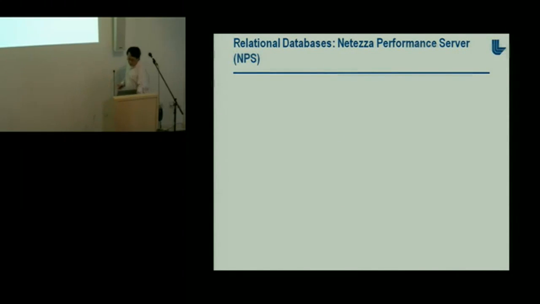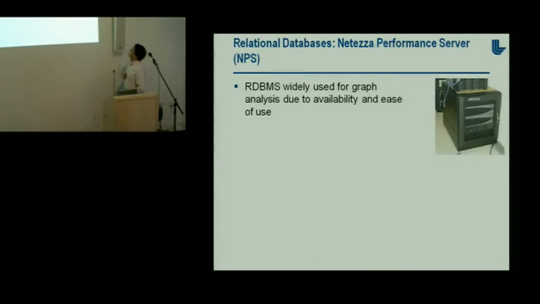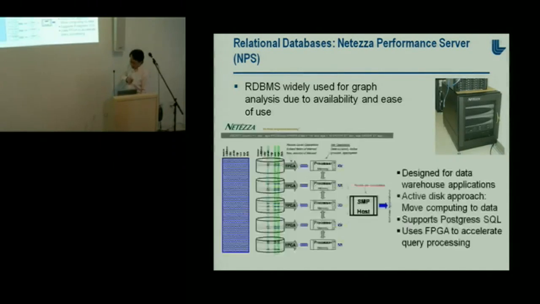So many people use this as a relational database because it's cheap and you can store a lot of data. And we chose a machine called the Netezza, which is a state-of-the-art parallel database machine, to run the graph algorithms. This machine is designed for data warehouse types of applications, and it is kind of an active disk approach. You push the computation to where the data is instead of pulling the data out from the disk.